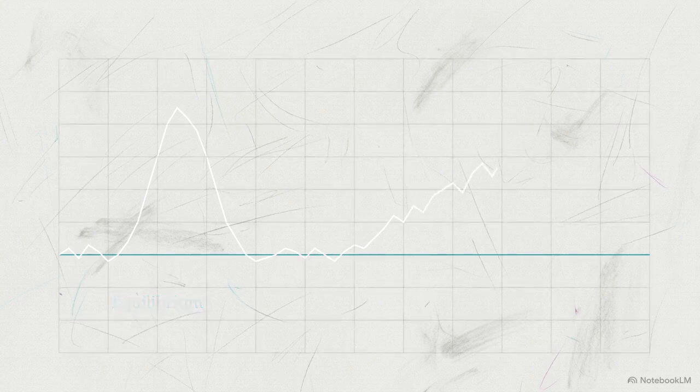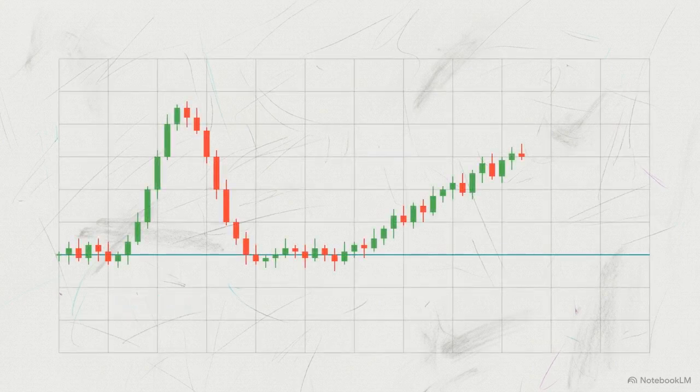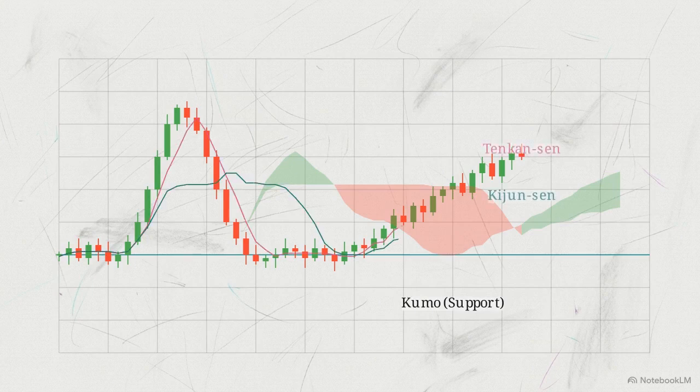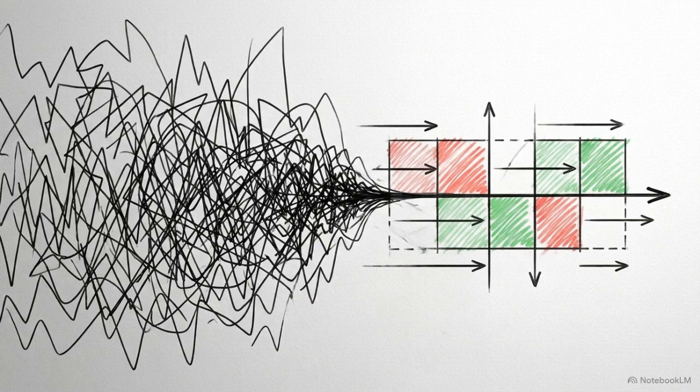Hosoda studied equilibrium. He believed markets reflect human behavior, cycling from balance to extreme imbalance before pulling back to center. To track this, he built the Ichimoku Kinko Hyo, the one-glance equilibrium chart, mapping trend, momentum, and support simultaneously. Instead of intersecting lines, the system provides a visual map of market equilibrium and human behavior.